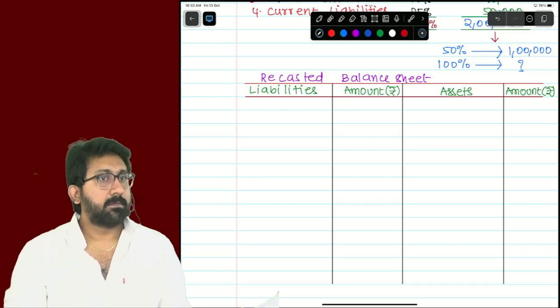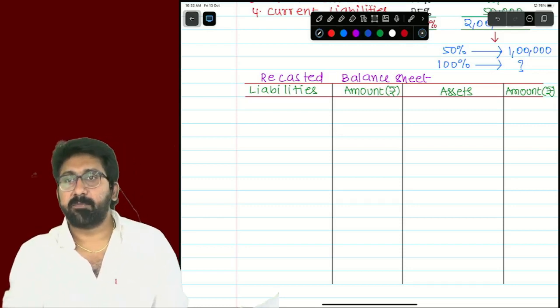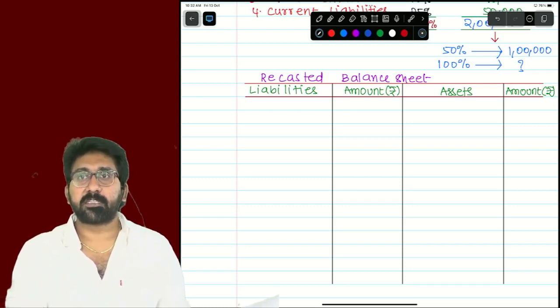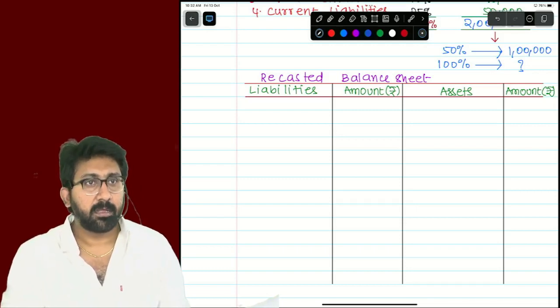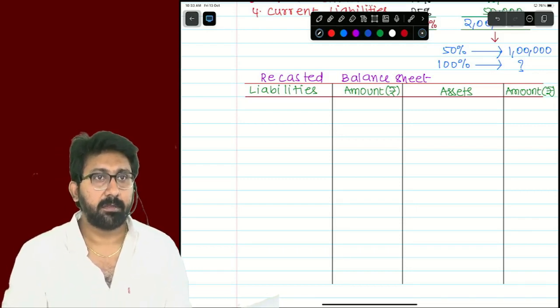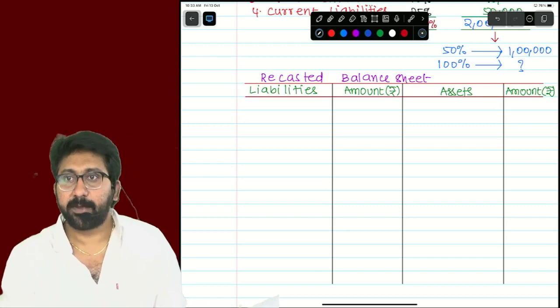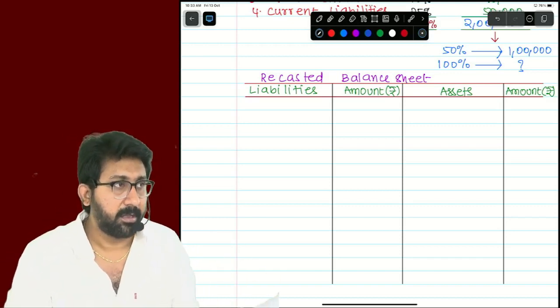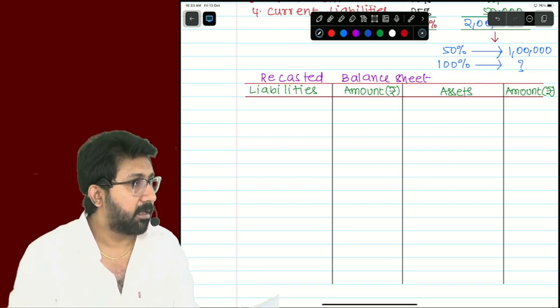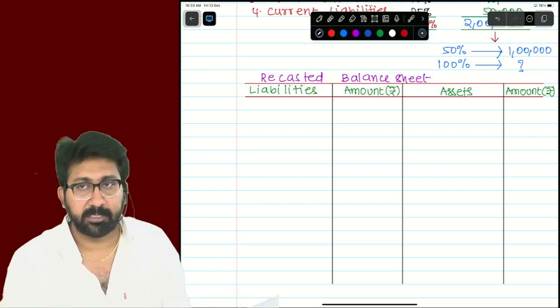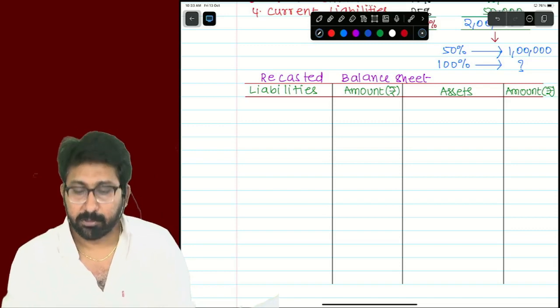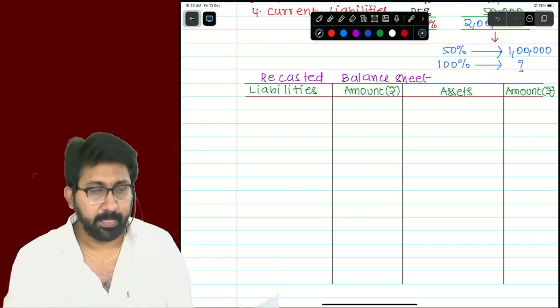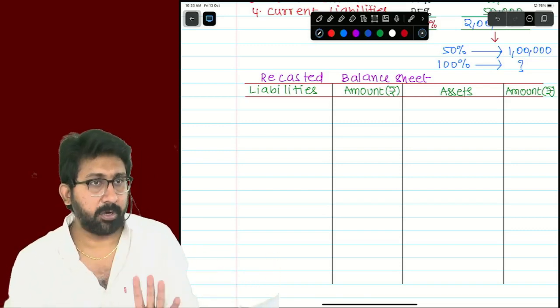Sir, listen please, we are not doing any fast track sessions. Every line we should write. If this is a crash batch fast track session, I will first show the notes and ask you to just copy down. There should be some difference, no? Every line you should write in the class, you should experience each and every number. So first draw the pro forma properly. Liabilities amount, assets amount.